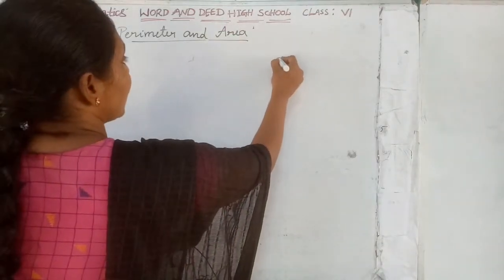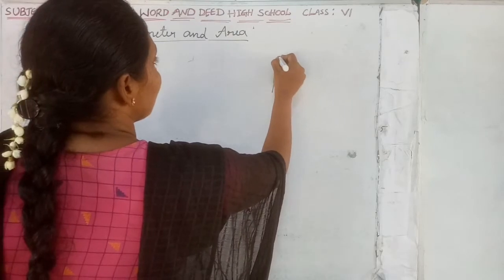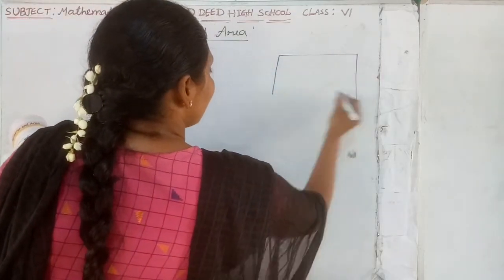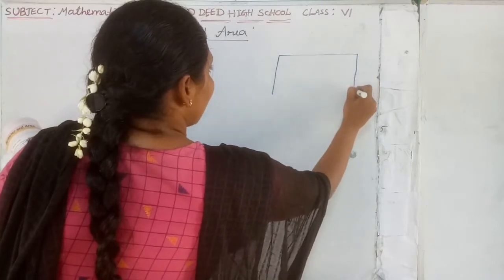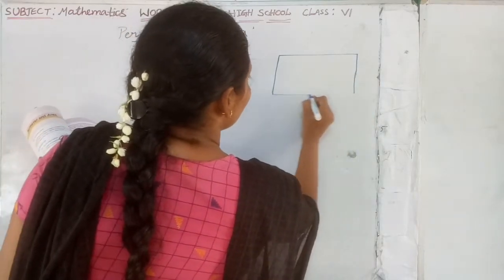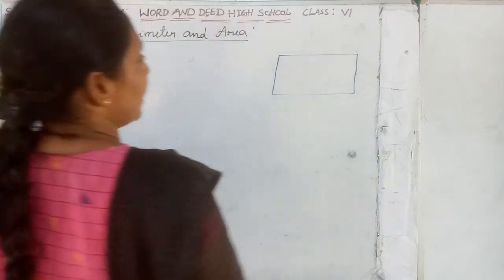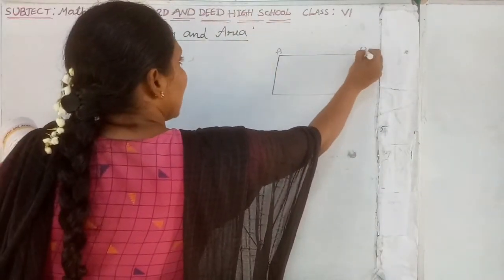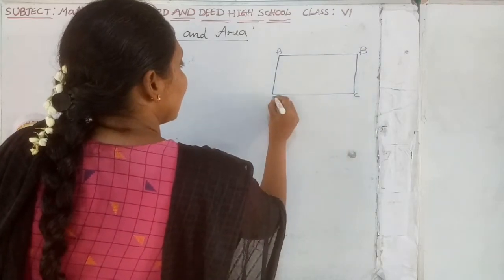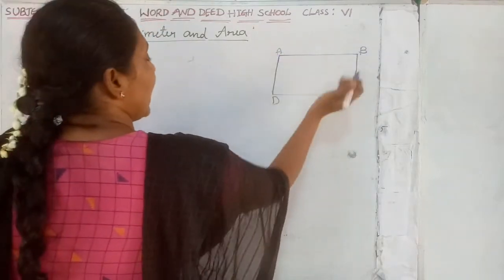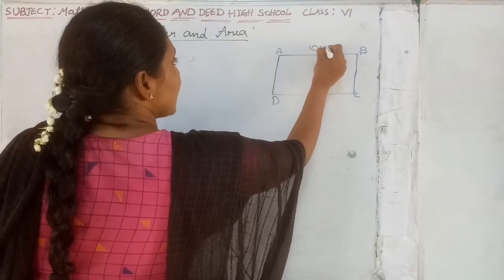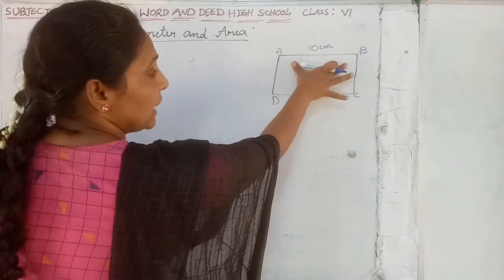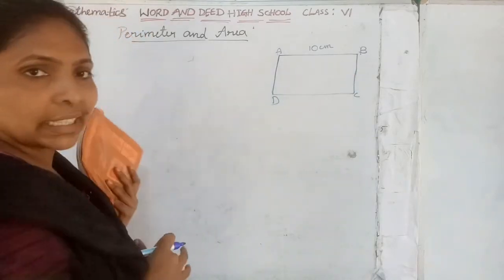First figure, suppose like this. Rectangle figure I am taking, children. Rectangle means we know. What, children? Suppose A, B, C, D. AB, suppose 10 centimeters. So AB 10 centimeters means what is the CD, children?